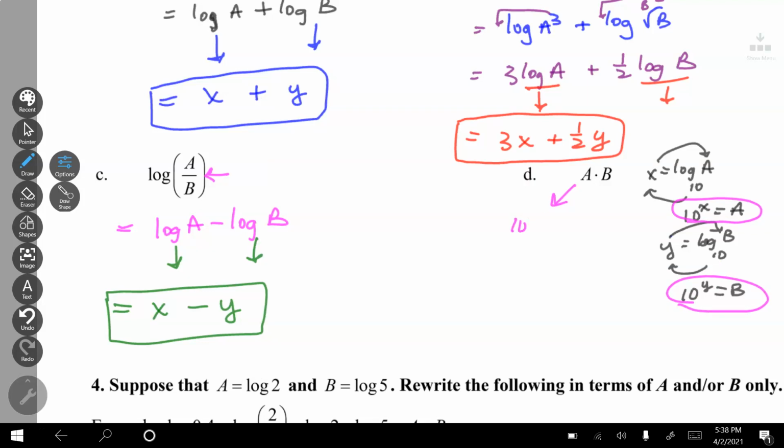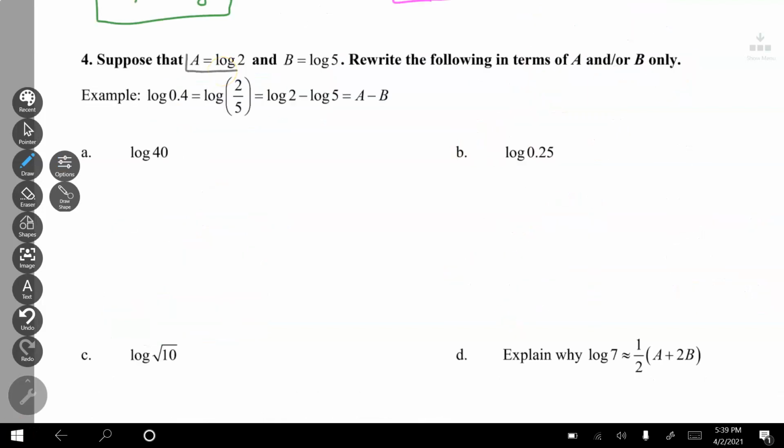So a becomes 10 to the x, b becomes 10 to the y, and I know that when I multiply, I add exponents, so I get 10 to the x plus y as my final result. Again, I'm going to work with the substitution idea that every time I see log of 2, I'm going to put in the letter A, and every time I see log of 5, I'm going to put in the letter B.